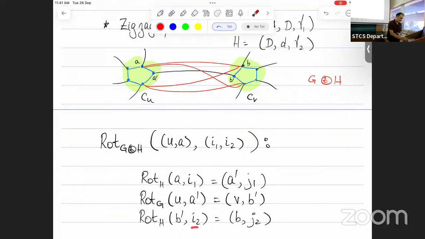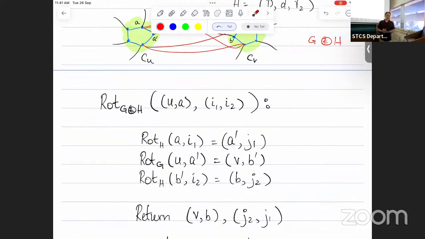And now I ask, what is the I2th neighbor of B prime? And maybe that is this vertex. So I eventually land up, I say that the I1, I2th neighbor of U comma A is actually V comma B. And to go the other direction, I just need to keep track of the other coordinates which I ignored previously. If you were to write the rotation map as code, this is what you would be doing. And we'll be revisiting this soon, because by the end of today's class, we're going to observe that this can be done using very low space. Okay, good.